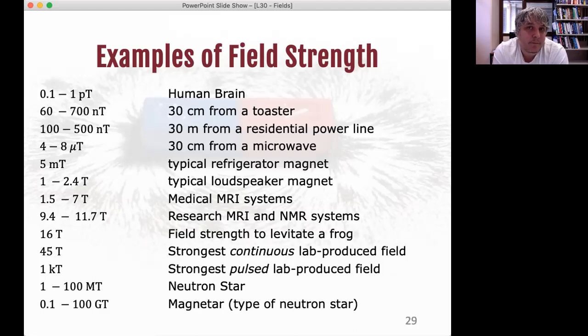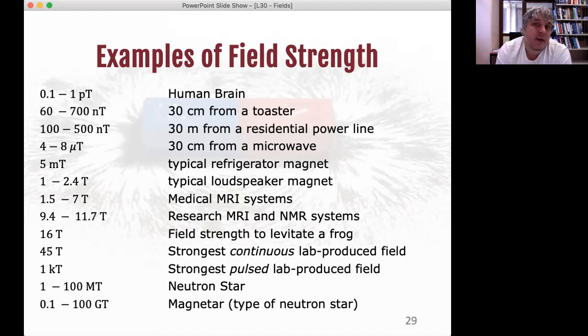That was 16 Tesla. We can't create one strong enough to levitate humans because we are much heavier and the magnetic field will need to be a lot stronger, and we just can't do that. As we can see here, the strongest continuous lab-produced field, so the strongest field that anyone has been able to produce and maintain in a lab, is only 45 Tesla. That's only 3 times as much as the field strength to levitate a frog. So that there is our limit on what we could levitate using magnets.